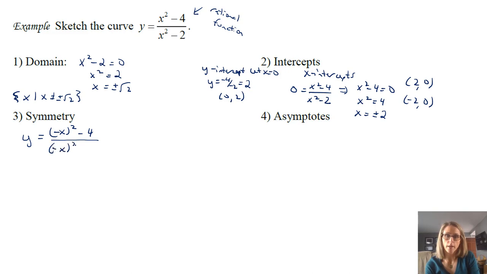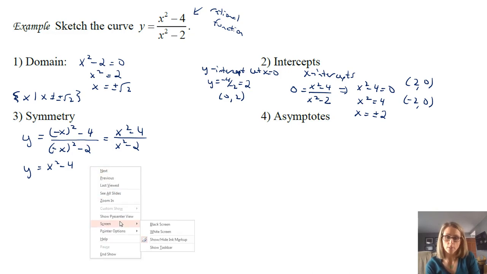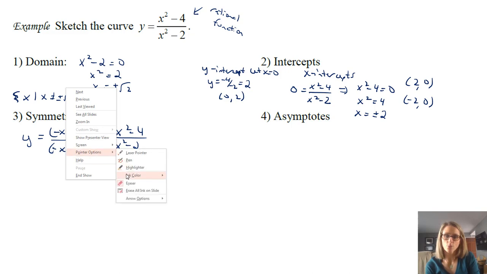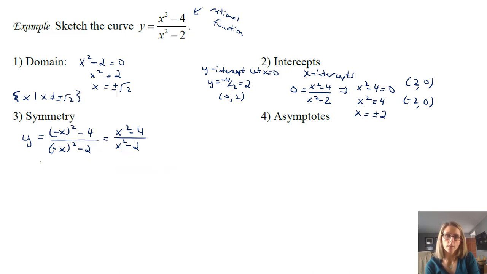But if we plug in negative x, you can see that we're going to have x squared minus 4 in the numerator, and the denominator x squared minus 2. That's because both of those pieces are squared. So we end up with the same exact thing. And we know from earlier work we've done in the course that when you plug in negative x and get the same exact thing, this function is therefore even and has symmetry over the y-axis.